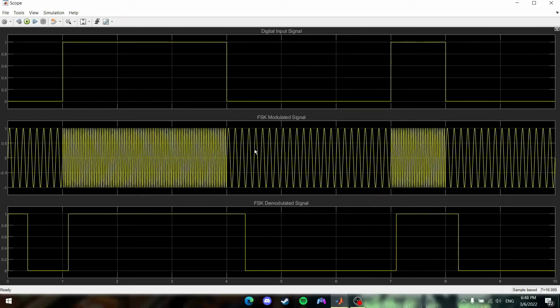This is what we call mark and space. Mark is when the input is 1, and space is when the input is 0. It has 2 different frequencies. And the bottom one is the FSK demodulated signal. The output and the input is the same, but with a little bit of delay.